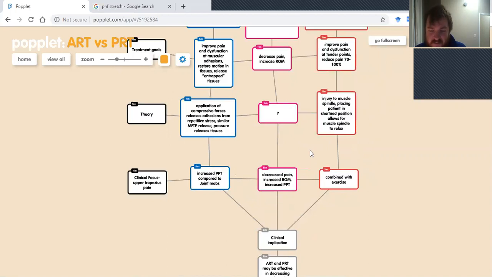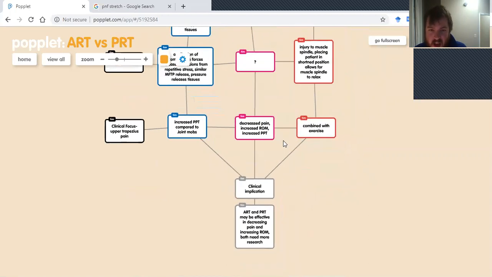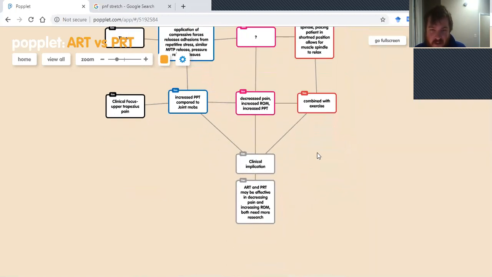So basically, what does this all mean? Why does this all matter? ART and PRT may be effective in decreasing pain and increasing range of motion with patients. Really, the big difference between the two is the theory behind it.